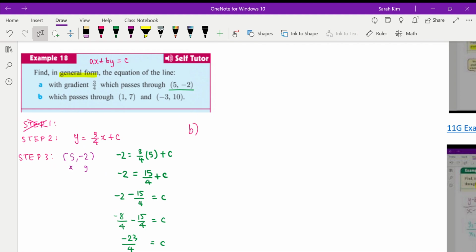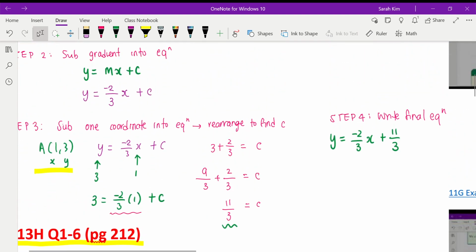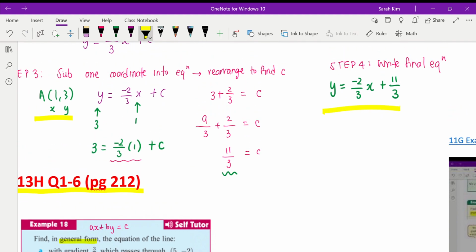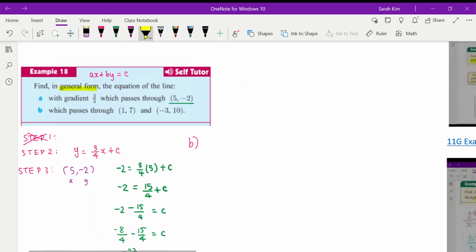So part B is really similar to example 17, where we have 2 points, but once we get to this point, basically, we have to convert it into general form. So I'll show you how to do that too.